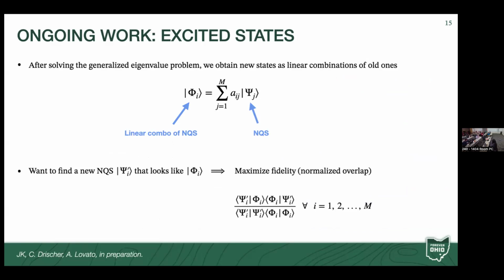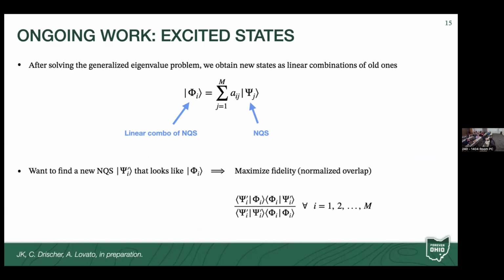After all this, after we compute the matrix elements and solve the generalized eigenvalue problem, we end up with some neural quantum state linear combination. The next step is to take another quantum state and learn this linear combination of neural quantum states. And we can only do this because these neural quantum states are very, very flexible.